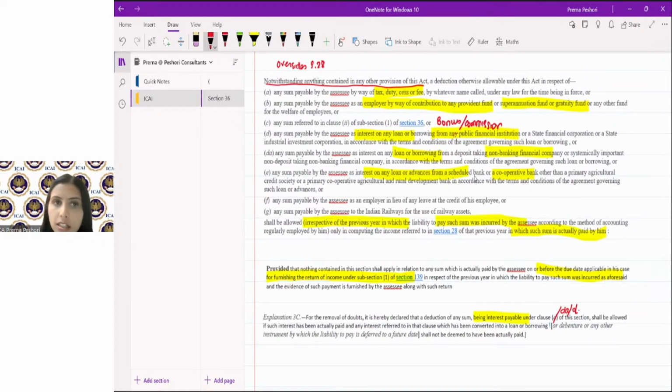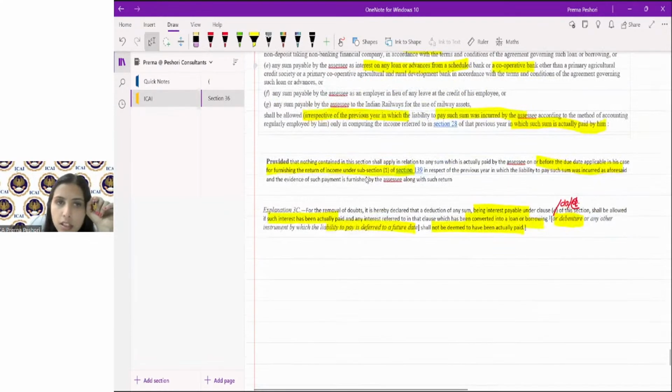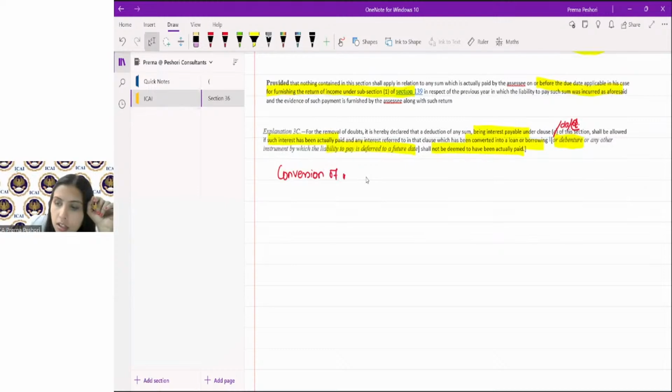So D, DA, and E, all of this shall be allowed if such interest has been actually paid. And any interest which has been converted into a loan or borrowing or a debenture. So this is a latest amendment because if you see, this is in italics. Or any other instrument by which liability to pay is deferred to a future date shall not be deemed to have been actually paid. So what does it mean that conversion of interest is not equal to the actual payment?